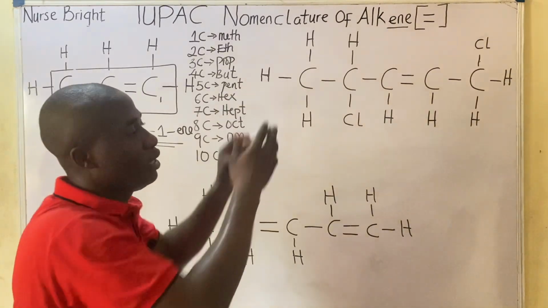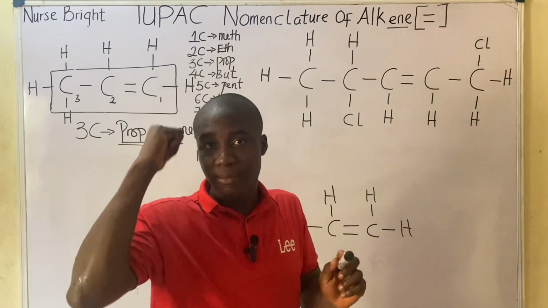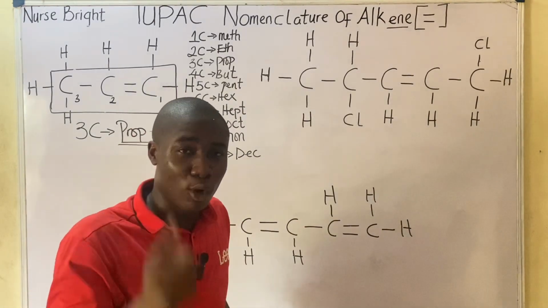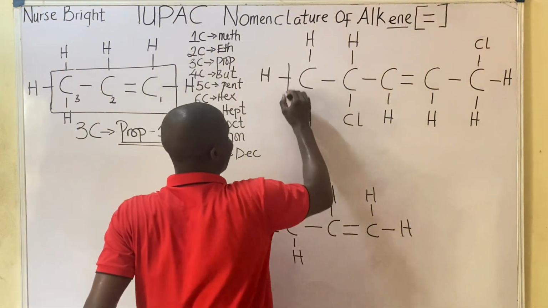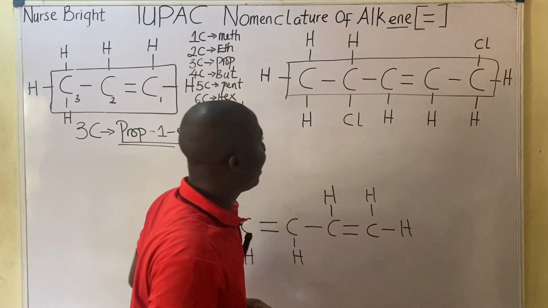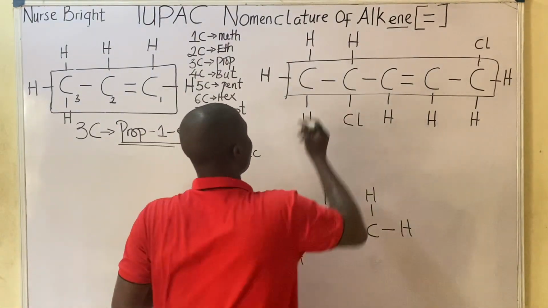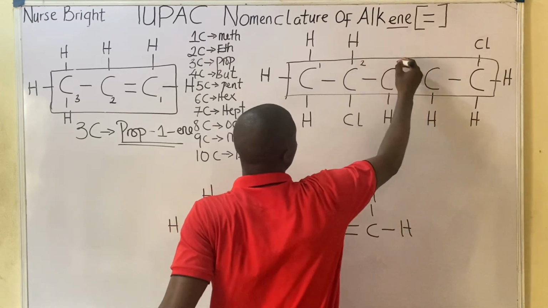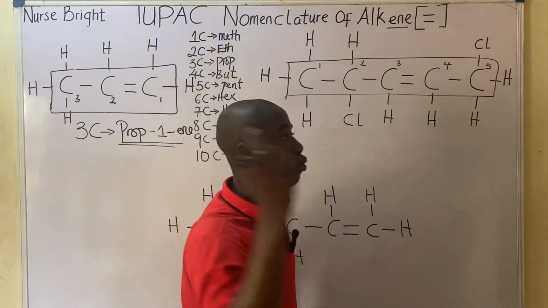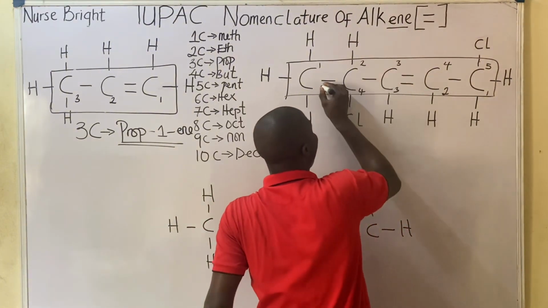So let's get into the next practice example. Moving further, for this example, it's still the same step you must follow: you have to identify your longest continuous carbon chain. So let's identify it together, and it is this. You can see here. Next, you have to number forward and also number backward. So let's number forward now: 1, 2, 3, 4, and 5. Let's number backward: here becomes 1, 2, 3, 4, and 5.